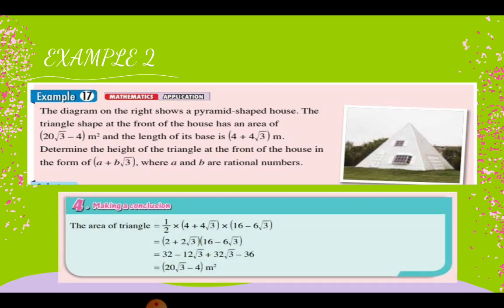Okay, actually this one, making the conclusion, is checking the answer. Check if you want to confirm whether your answer is correct or not. So we know that the area is 20√3 minus 4. So before we have our base, and then you find your height. So just substitute the base and height in the formula for the area of a triangle. Then if you have the same area as the question, therefore your height is correct.